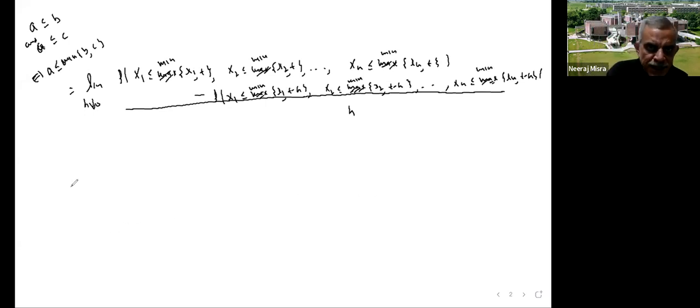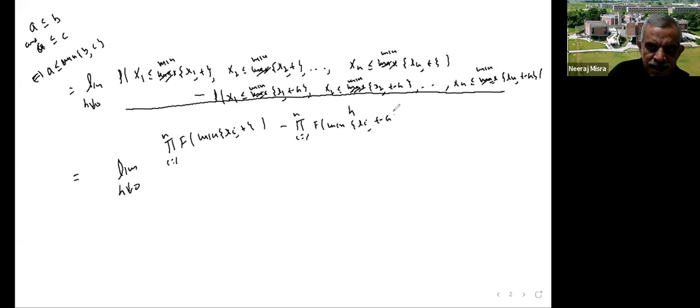All right. So what would be this quantity? Anyone? Now note that this would be a product, right? So this would be same as limit h going to 0, because the xi's are independent. So this would be same as product i equal to 1 to n of f of minimum of xi and t, minus product i equal to 1 to n of f of minimum of xi and t minus h, divided by h.